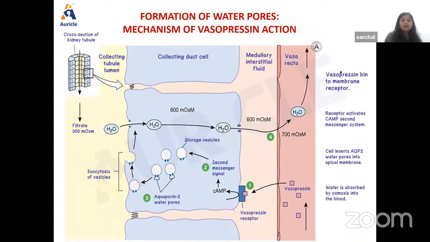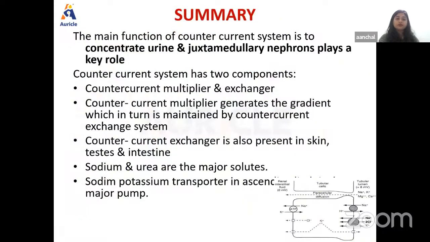Here, as we can see, vasopressin binds to membrane receptors, as we have seen in this diagram, and activates the cyclic AMP second messenger system, and cells insert aquaporin water pores into the apical membrane, and water is reabsorbed by osmosis into the bloodstream, as we can see from here. So this is how the mechanism of vasopressin occurs. This is all about the mechanism that we have discussed, and in the last we have the summary.